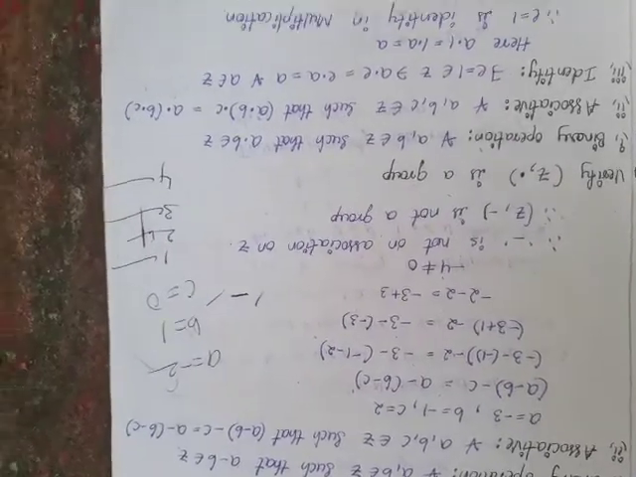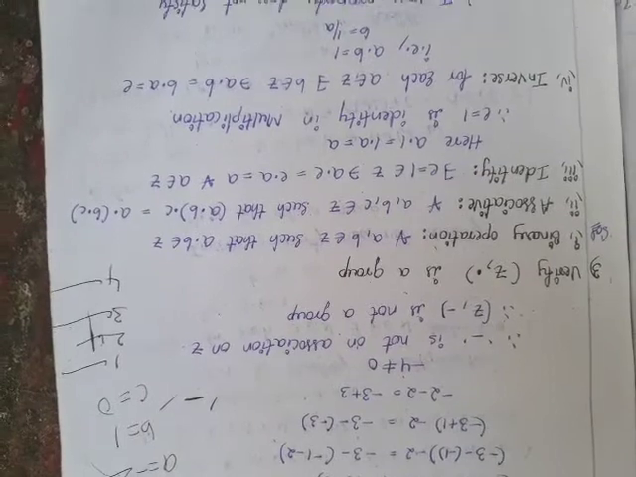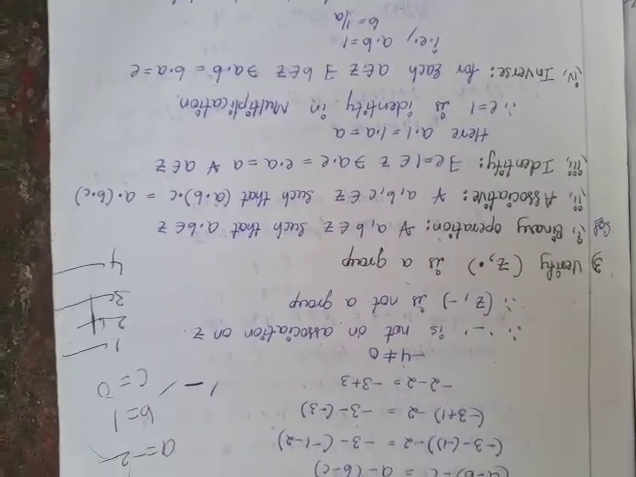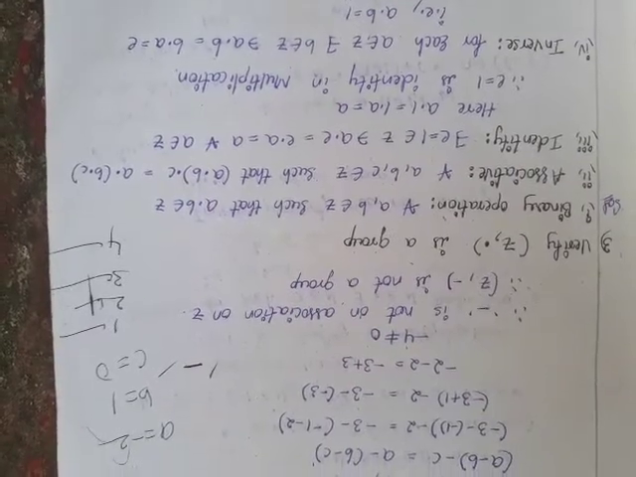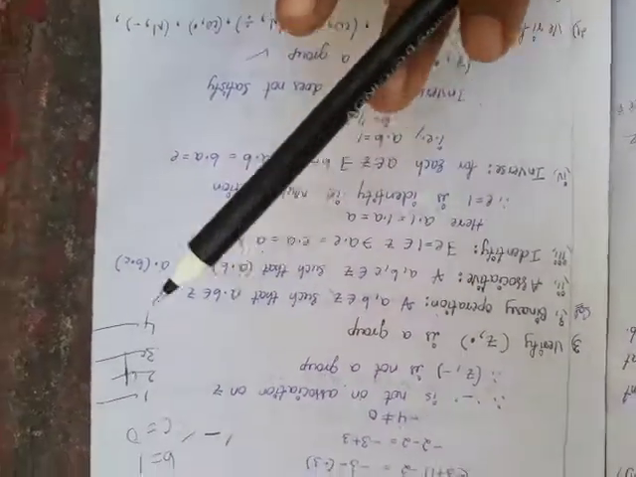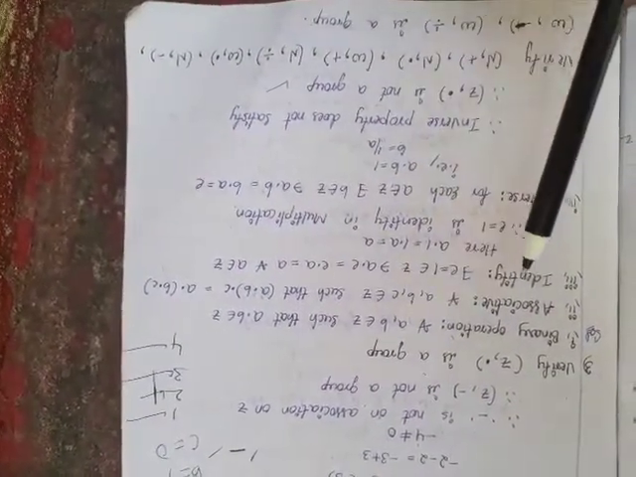Therefore Z comma minus is not a group because it does not satisfy the associative property. So there is no need to prove identity and inverse. So clearly Z comma minus is not a group because it does not satisfy the associative property. Now verify whether Z comma dot is a group or not.